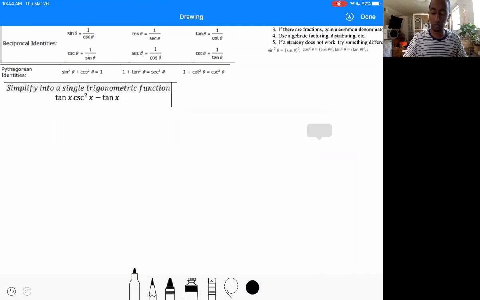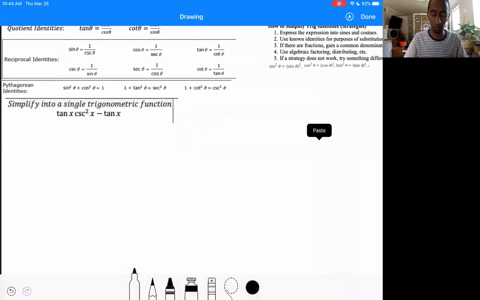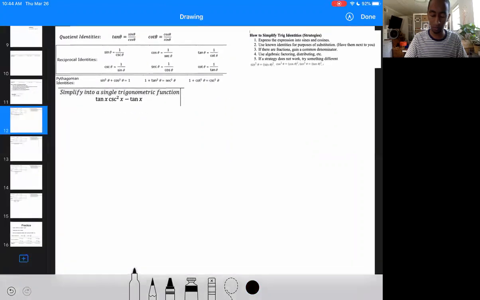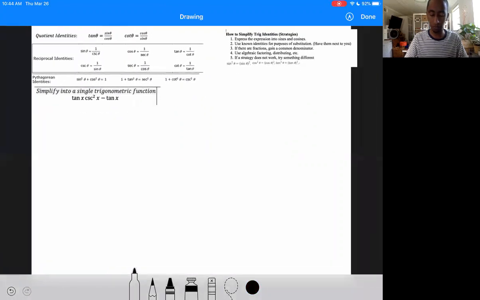We're going to use strategy number 1. We're going to try to express this in terms of sines and cosines. My favorite strategy is the easiest in my opinion and probably most generally applicable. So we're going to express tangent in terms of sine and cosine, and I'll ask for your feedback as we do this. How can we express that in terms of sine and cosine?